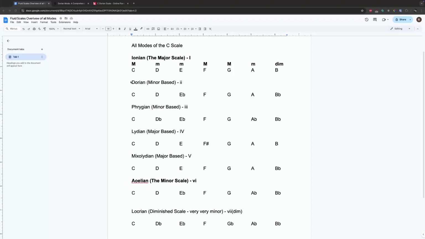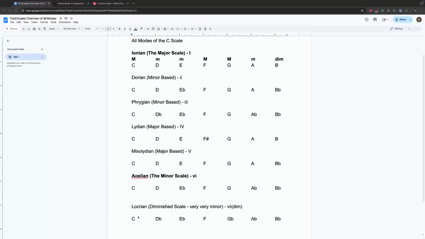You can see here that all of these modes, so C Ionian, C Dorian, C Phrygian, all of these start with C. This is the root note of all of these scales. So this does not change. Now that we have all that understanding, let's actually start talking about these modes. You can see that the first scale here, the Ionian scale, is actually just the major scale. And then the other big one to point out is this Aeolian scale, which is just the minor scale. So this is C major and this is C minor. And then you have a bunch of stuff in between.